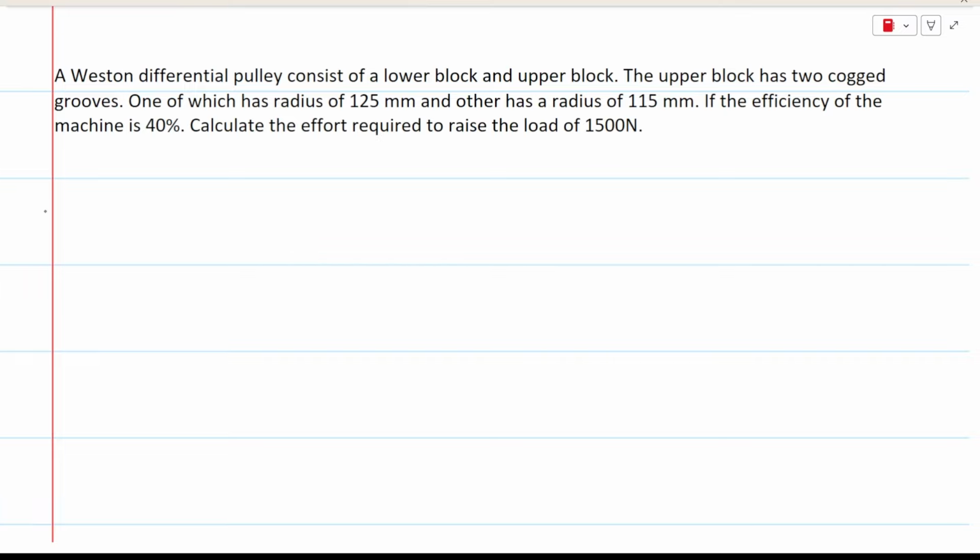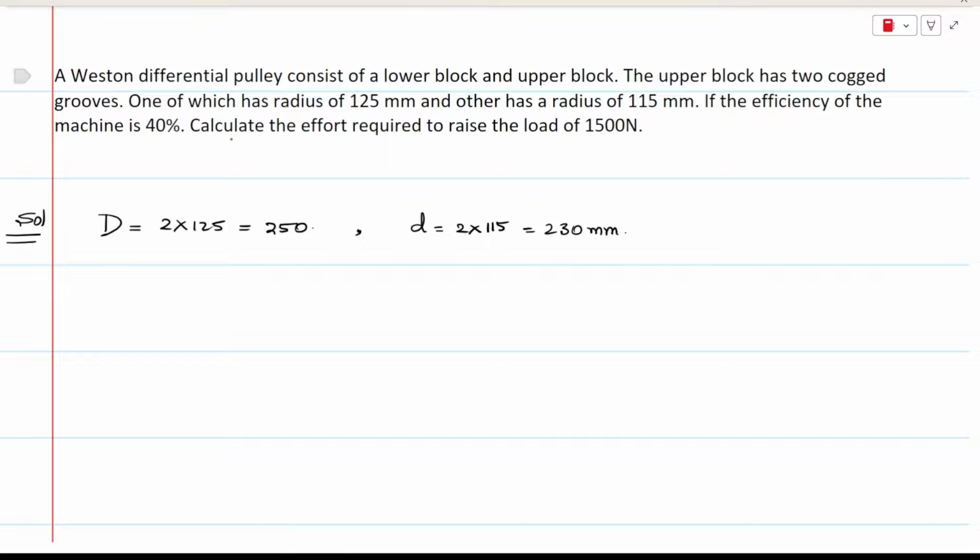So in the Weston pulley, you find the larger diameter as capital D, which is 2 times the radius, that is 2 into 125, which is 250. And the smaller diameter onto which the load has been connected, that is small d, equal to 2 times 115, which is 230 mm.